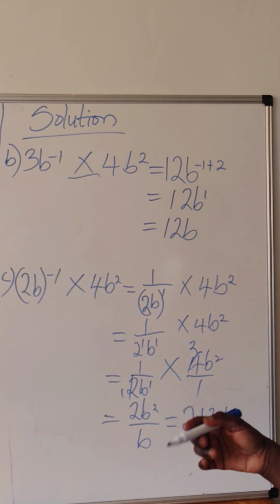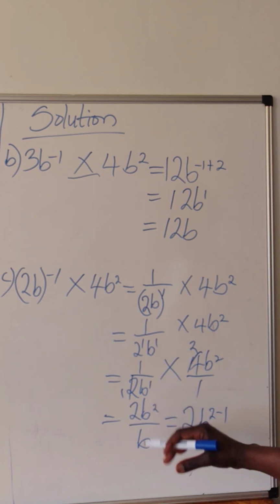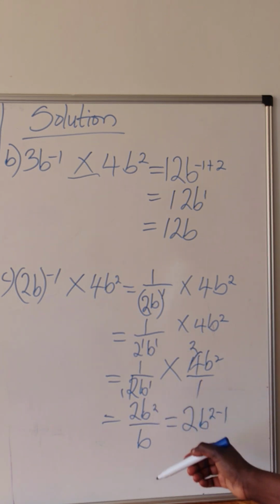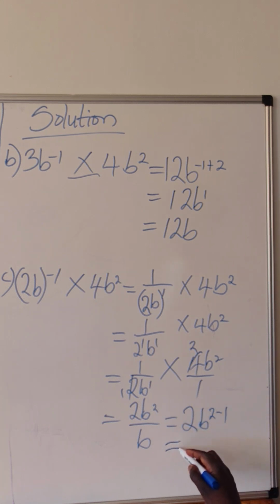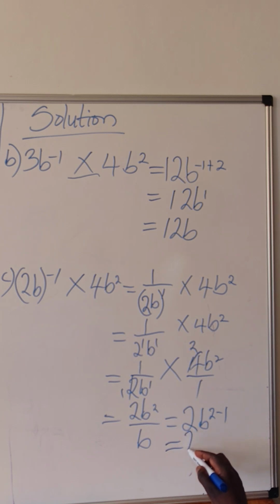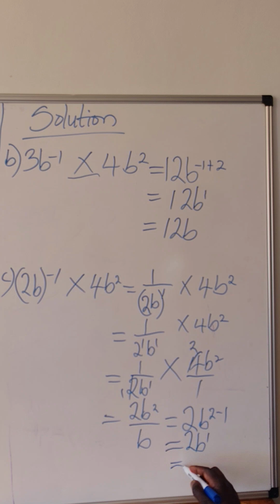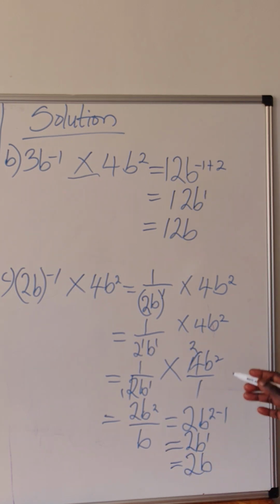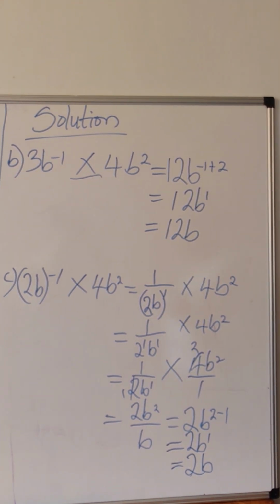So it will now be using the division law. Using the division law for both b, because they are the same base. It will now be 2b raised to power 2 minus 1, which gives 2b raised to power 1, which finally gives 2b, since 2b raised to power 1 is the same thing as 2b. That's the third one, viewers. We move to the fourth one.